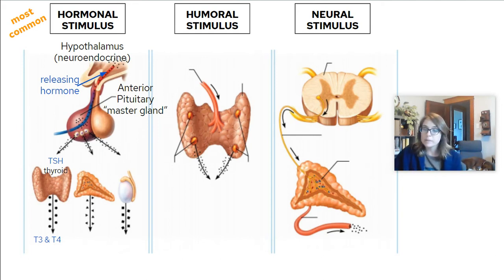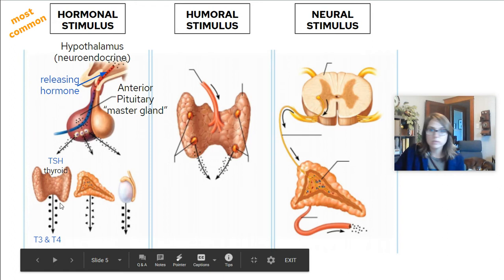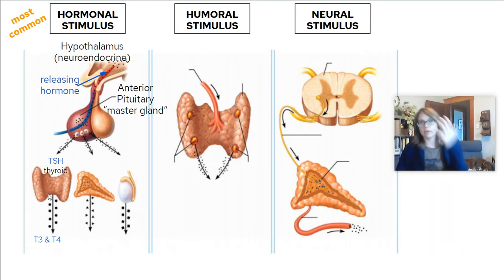So this is what I mean when I say it's a cascade. Hypothalamus released releasing hormone to stimulate the anterior pituitary, to stimulate the thyroid, and then the thyroid released its hormones. You do not have to have that whole system memorized, but I just want you to see that this domino is knocking over this domino, knocking over this domino, a cascade. That's what it's called. It does other glands too. That's why it's the master gland.